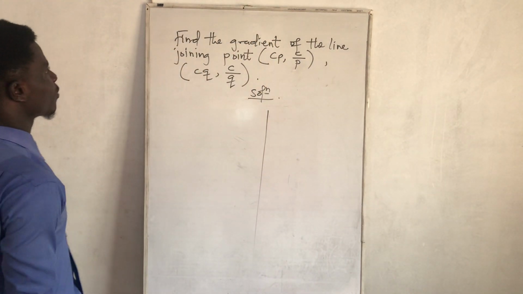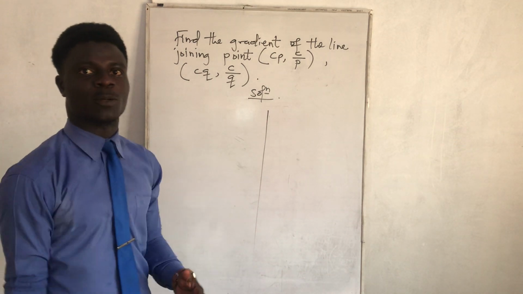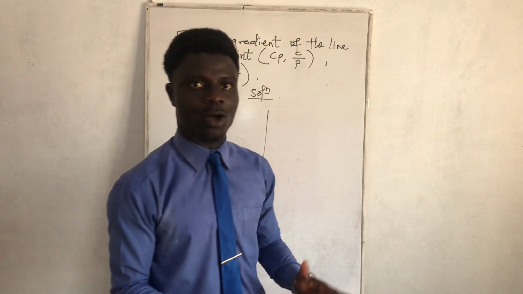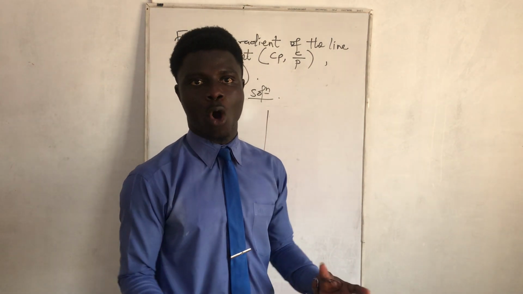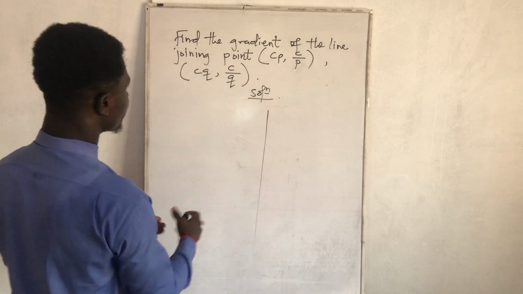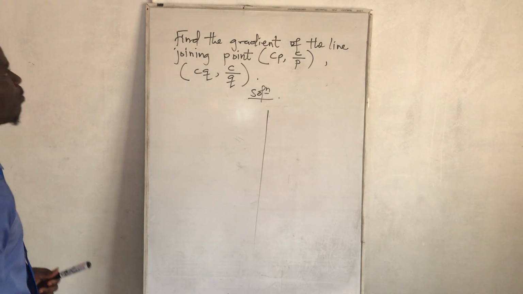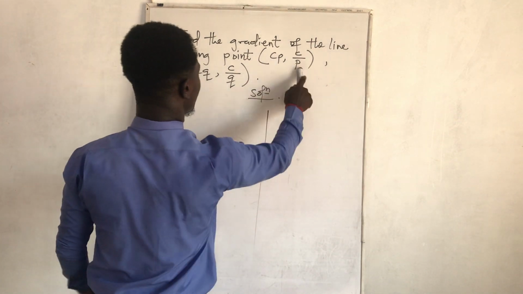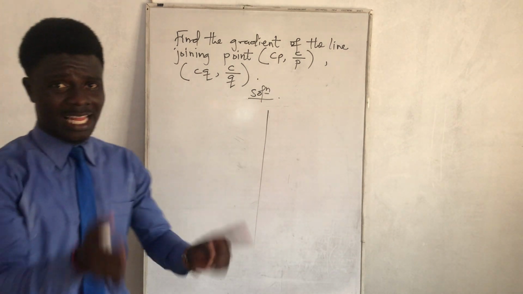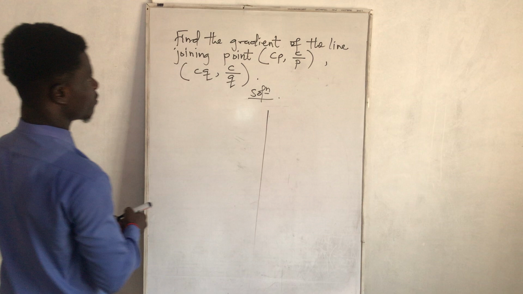Alright, so now let's do a quick correction here, then we move on to our next subtopic under Math 102, Analytic Geometry and Calculus, which is Collinear Points. So let's do this quick correction. They said find the gradient of the line joining points CP, C on P, then CQ, C on Q. Right. So on our last video I made a mistake here. So let's correct that fast.